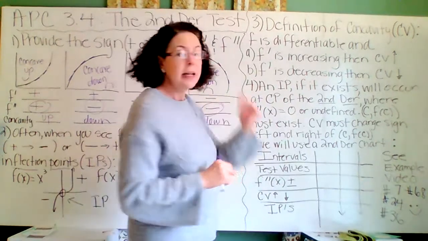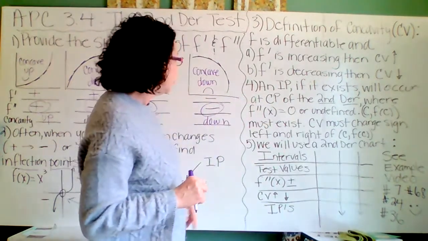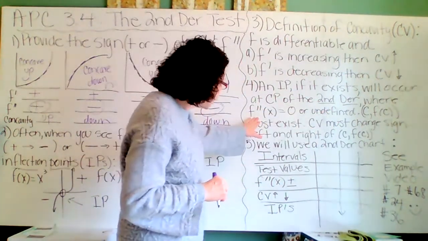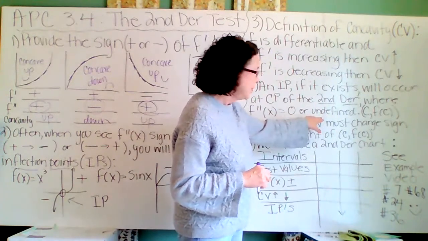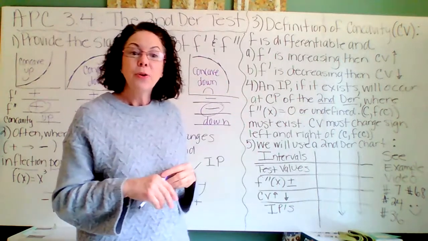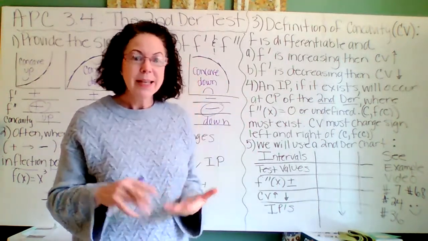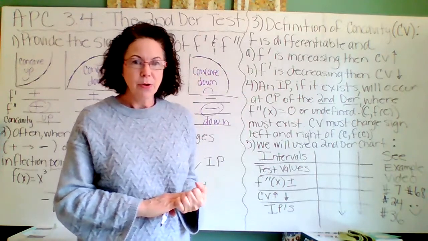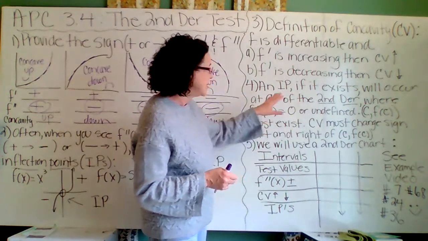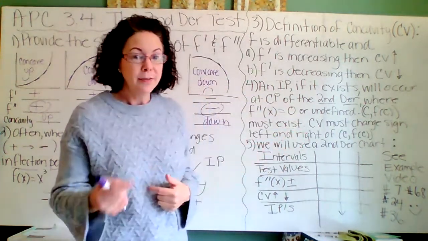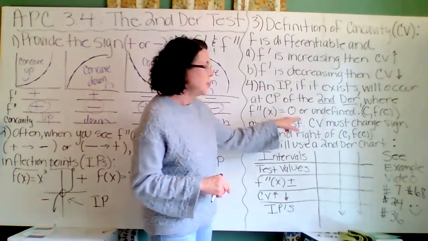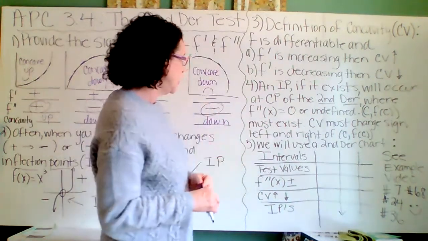An IP, if it exists, will occur at the critical point of the second derivative, where the second derivative is 0 or undefined, right? So again, this goes back to the first derivative, where critical points were maximums and minimums, where the first derivative was 0 or undefined. So this works out really well: a critical point of a second derivative we call an inflection point, and it will occur where the second derivative is 0 or undefined. So you can see the similarities, okay?